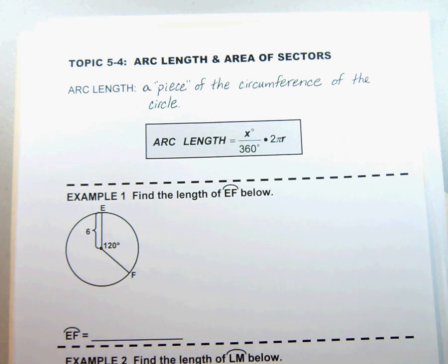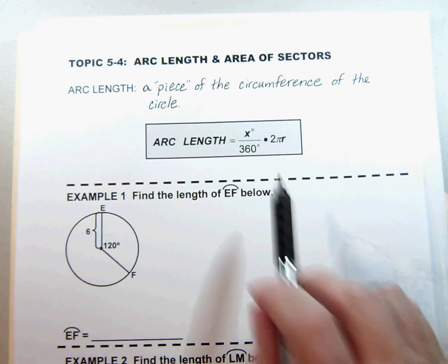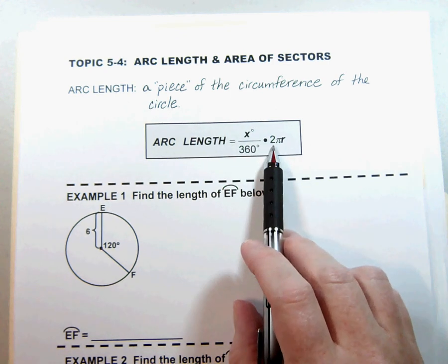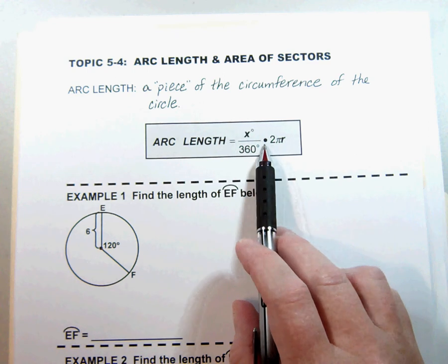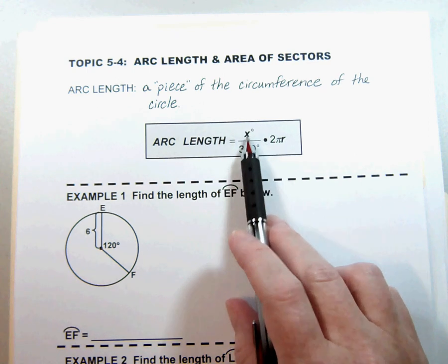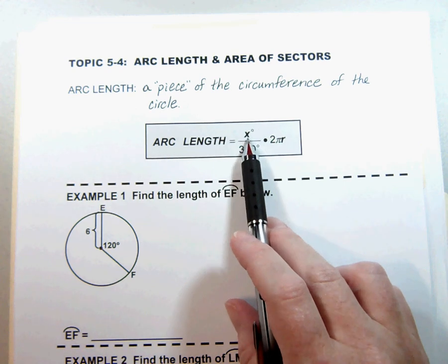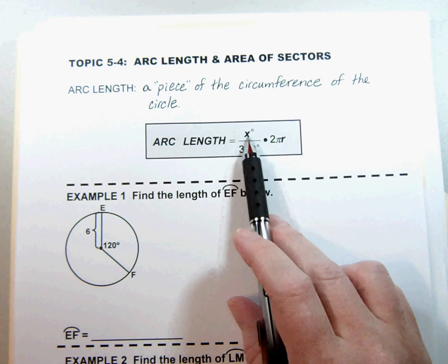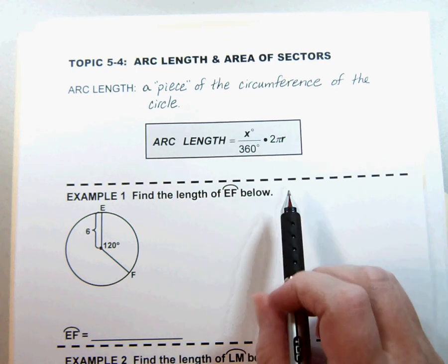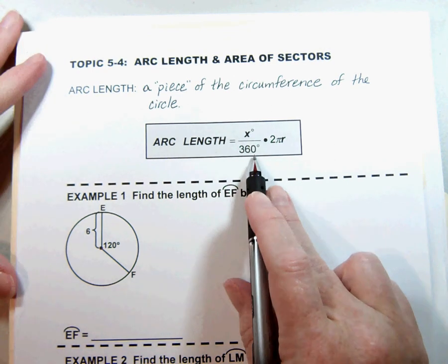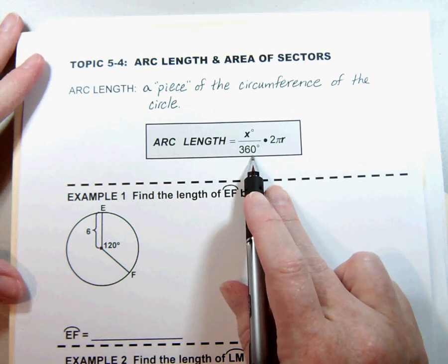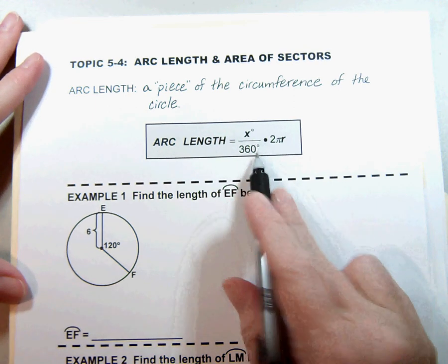Alright, topic 5.4, arc length and area of sectors. An arc length is a piece of the circumference. So if you look here, the formula for circumference is 2 pi r. So all you have to do is multiply by, now this x right here stands for the degree of the central angle, or sometimes they'll give you the degree of the arc, but that's the part that you're going to put in for that one. And then since the total degrees is 360, you'll multiply by that fraction.